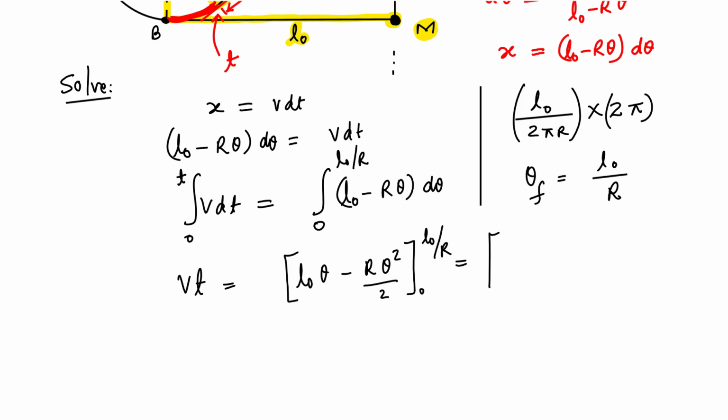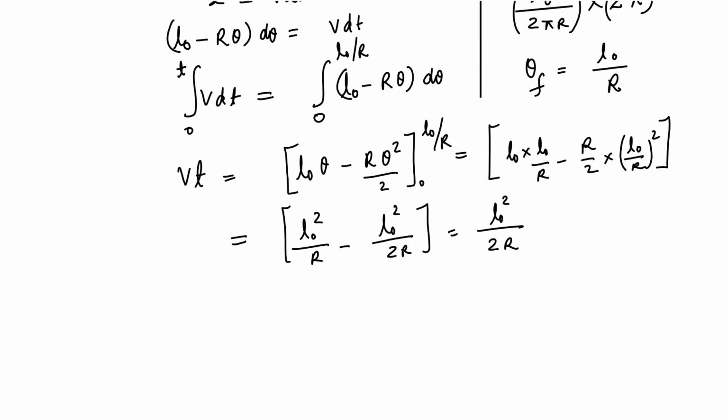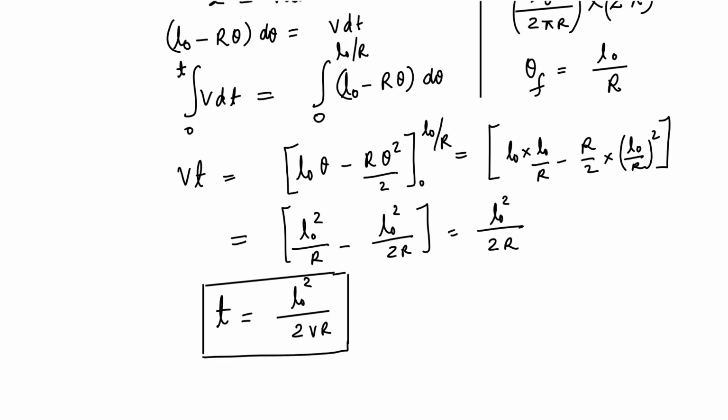If you plug in the value, this will be L naught times L naught by r minus r by 2 times L naught by r whole square. So this will be L naught square by r minus L naught square by 2r, which is basically L naught square by 2r. So the time taken by this disc to hit the cylinder is L naught square by 2vr. This is the time after which it is going to hit the cylinder.